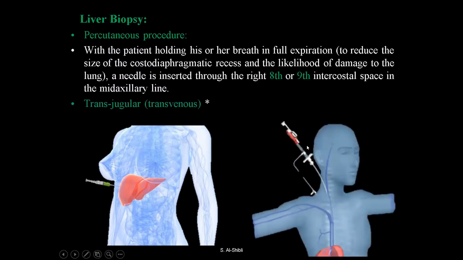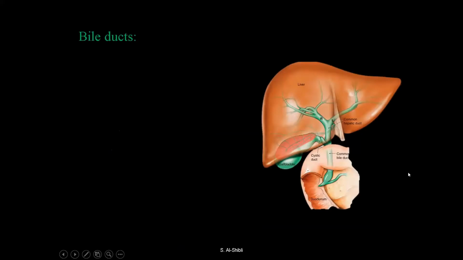Or the same as TIPS: nowadays we call it transjugular liver biopsy. The same as how we make the TIPS, we can also take a liver biopsy transjugularly, or what we call transvenous. The same route through the internal jugular, heart, inferior vena cava, then the hepatic vein, and you can reach the liver. Okay, let us go to the bile duct.